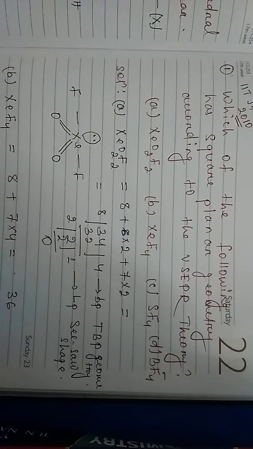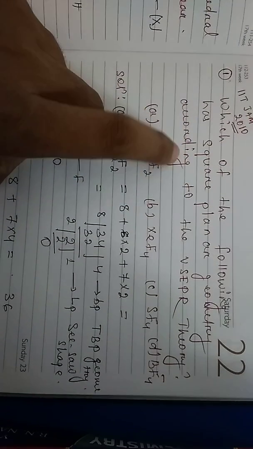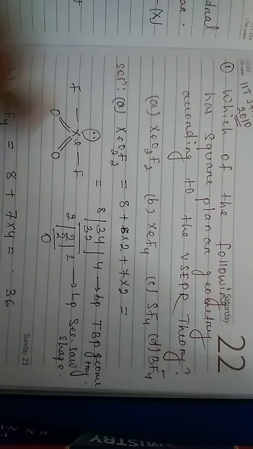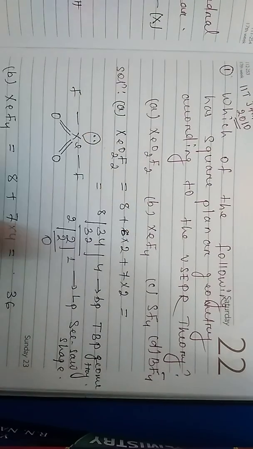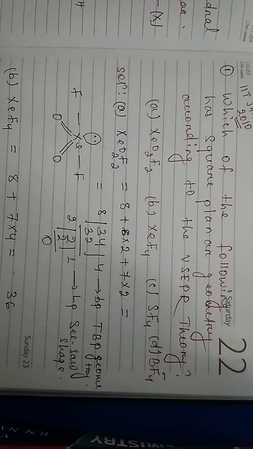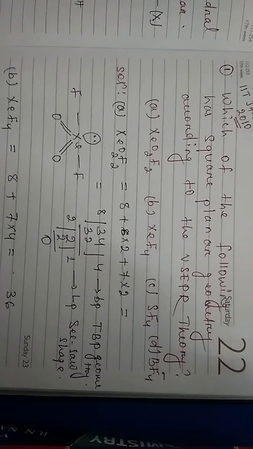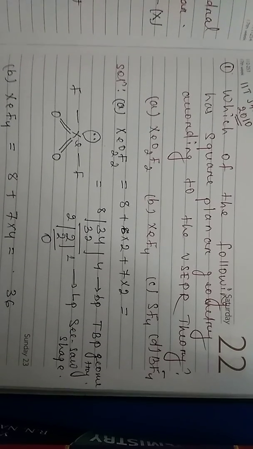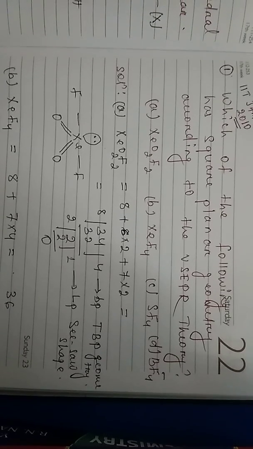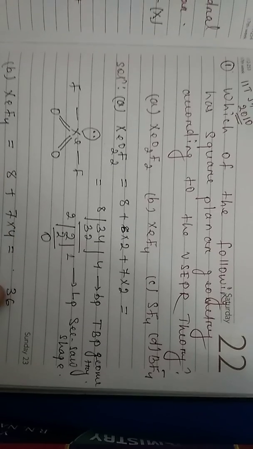But the question asks for square planar geometry, so option A is the wrong answer. Second, we go to option B. Option B is XeF4, xenon tetrafluoride. We know there are 8 valence electrons in the xenon atom, so I write down 8. There are 4 fluorine atoms, and each fluorine atom contains 7 valence electrons, so 7 into 4. The total valence electron count is 36.